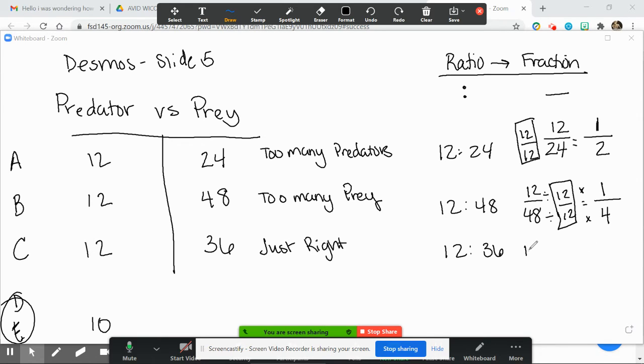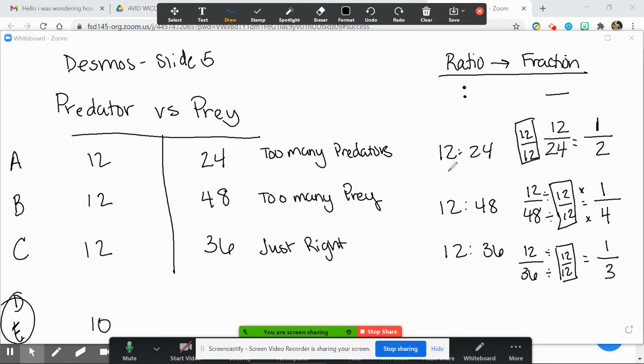And then finally, our 12 over 36. I'm going to reduce that using the giant one of 12 over 12 again. And that's going to give me a 1/3. So these are my reduced ratios, my reduced fractions. And why is that helpful? Okay, so what that means is the first one is 1/2. That means 1 to 2.